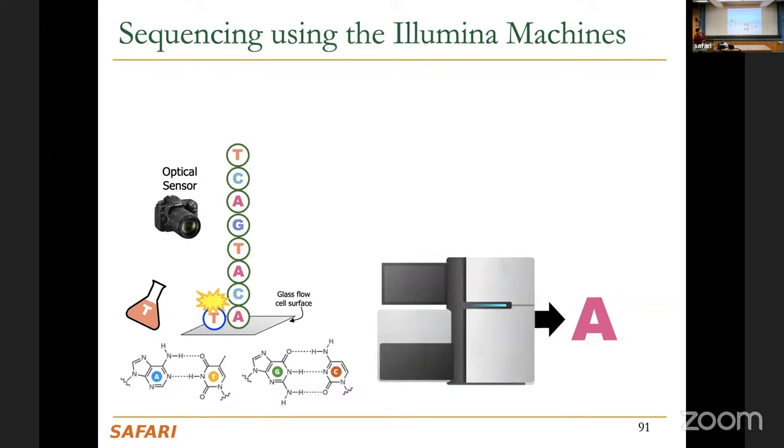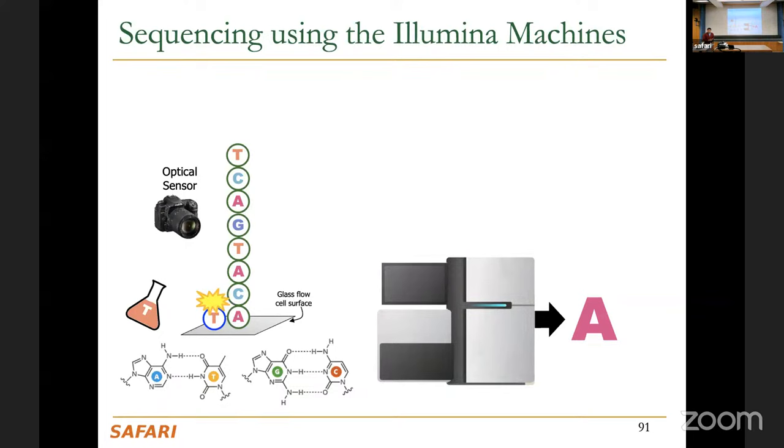And we're not doing this only once. You can imagine that there are thousands of copies of the same DNA, and this operation is done at the same time with the same copies. So at every cycle, we're taking, let's say, 1,000 pictures. Based on the colors that we're observing at every cycle, we can tell with high confidence that maybe there is an A here and nothing else.